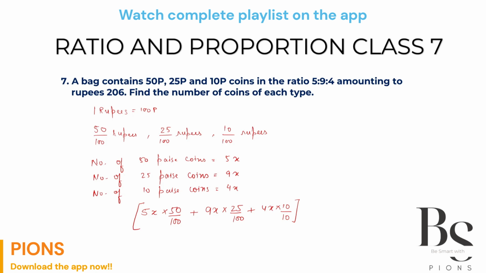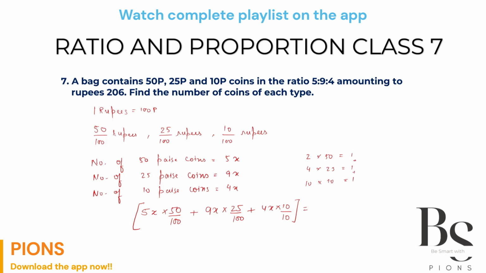Let's understand this with a very simple idea. Let's suppose there are 2 50 paise coins, 4 25 paise coins and 10 paise coins. Clear? So if there are 2 coins, you are multiplying this 2 with 50. So that will give you 1 rupee. You have to multiply this 4 with 25. You will get again 1 rupee, and 10 with 10, that will be 1 rupee. And when you add all of them, that will give you the total amount.